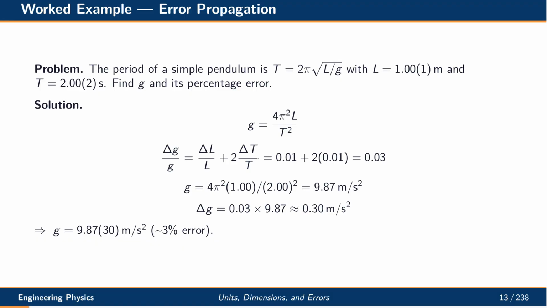Let us consider a simple pendulum experiment used to measure gravitational acceleration. Given the length and time period along with their uncertainties, we can compute the value of g. Applying the propagation rules, the relative error in g is the relative error in length plus twice the relative error in period. In this example, we obtain g equal to 9.87 meters per second squared, with an uncertainty of roughly 3%. This worked example shows how every measured input contributes.